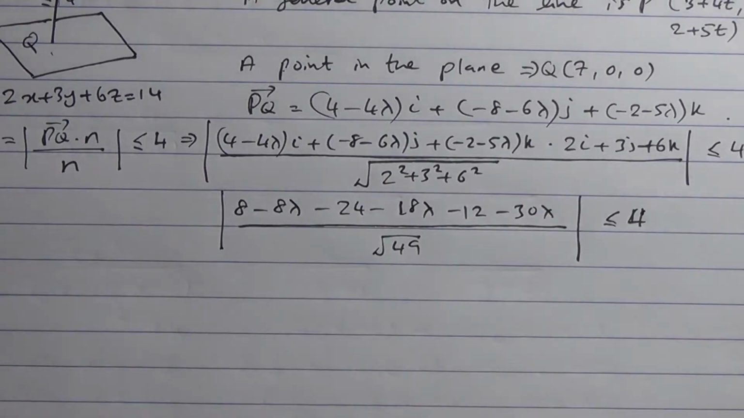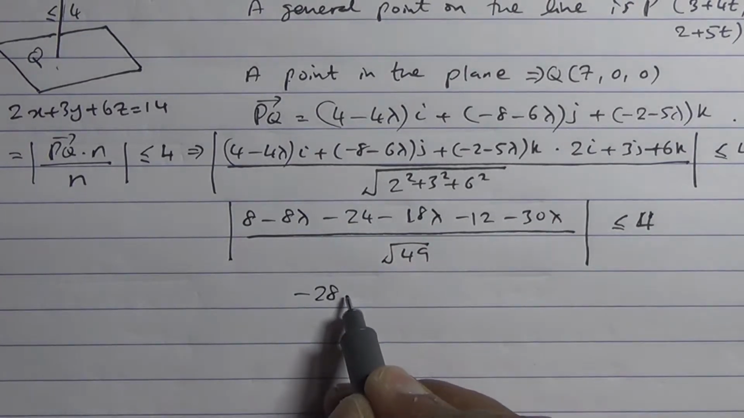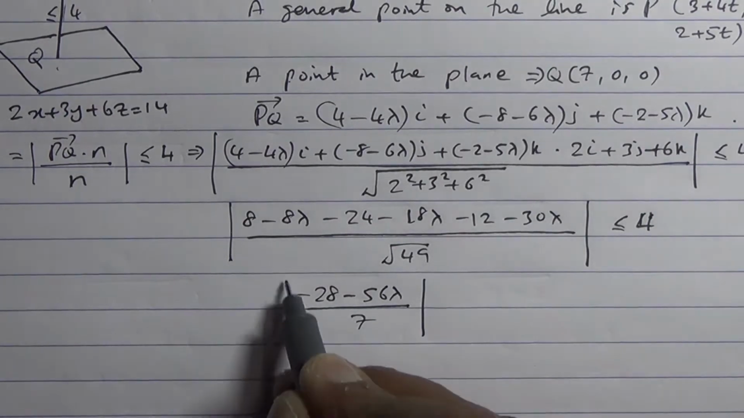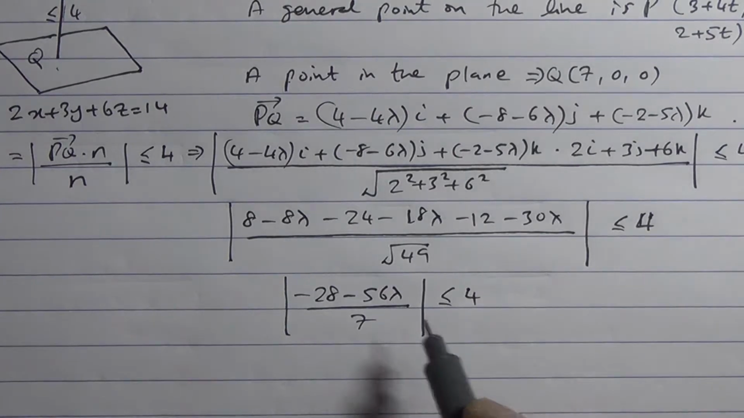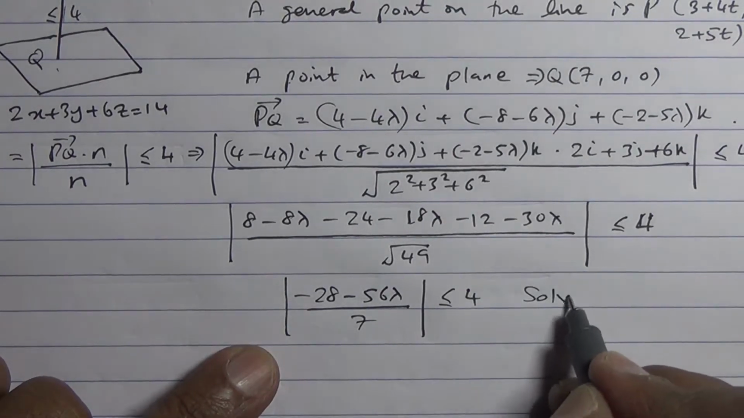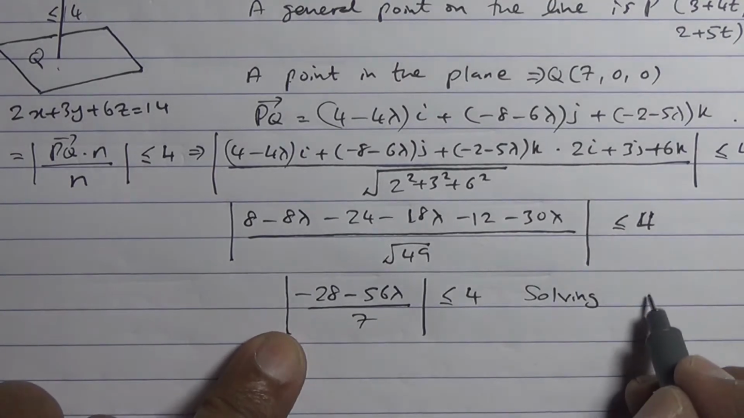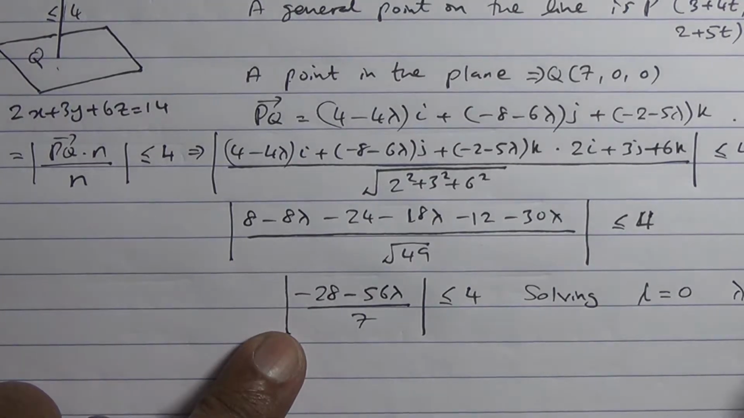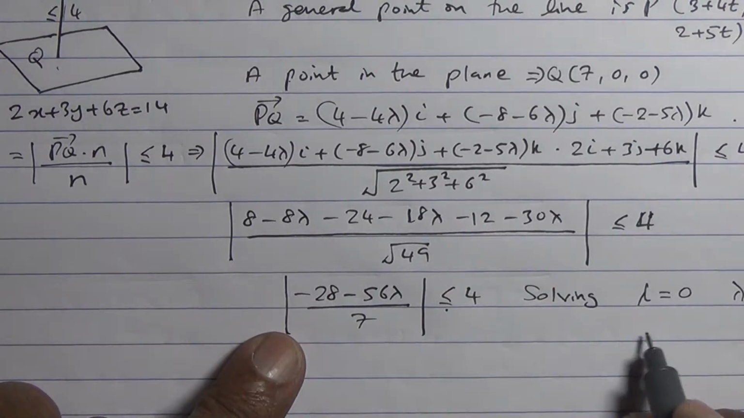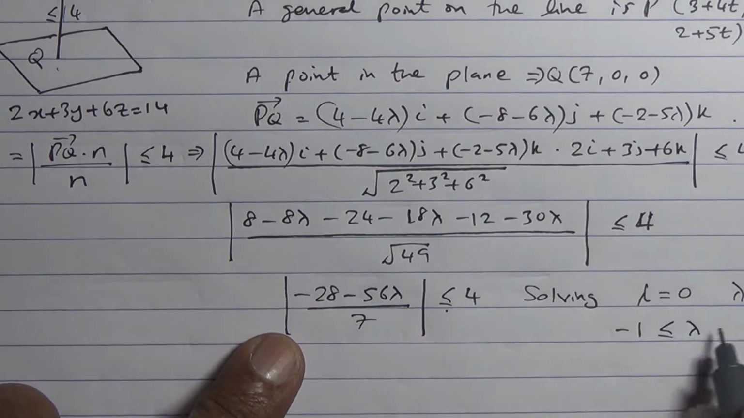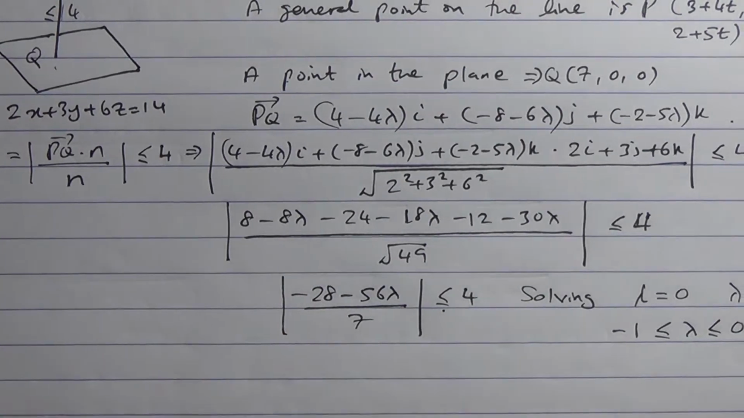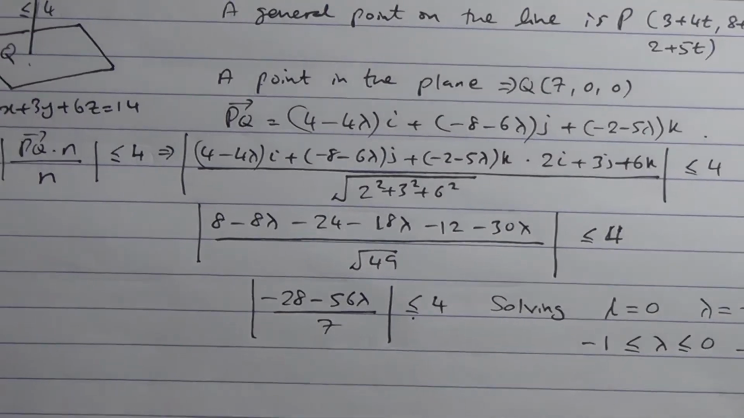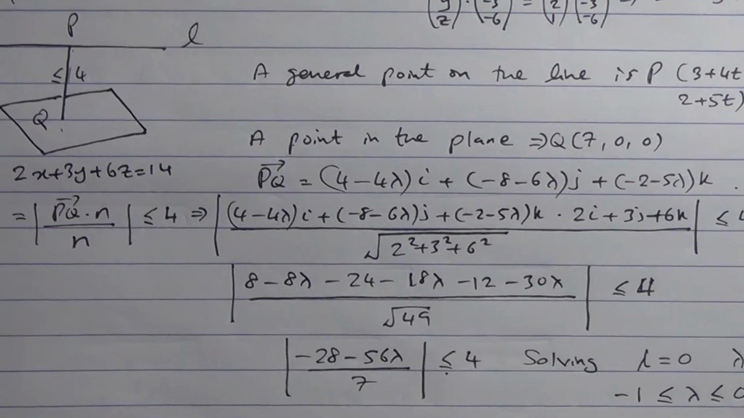So now, if we take this further, we're going to reach minus 28 minus 56 lambda over 7, less or equal to 4. If you were to solve this, you should be able to get lambda as 0, and then lambda is equal to minus 1. And because we're taking less, we're going from minus 1 less or equal to lambda less or equal to 0. So these should be the set of values of lambda for which the perpendicular distance from a point on the line to the plane is less or equal to 4.